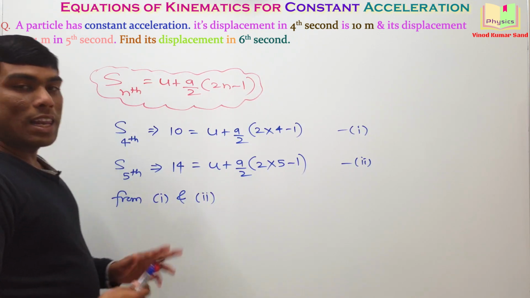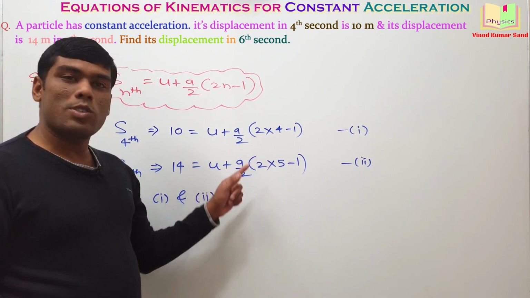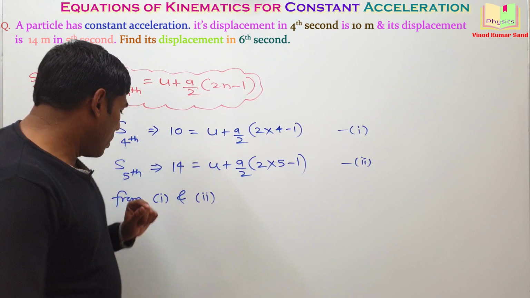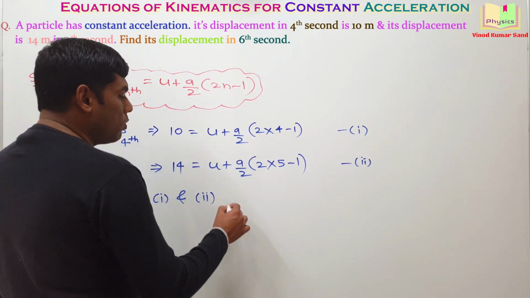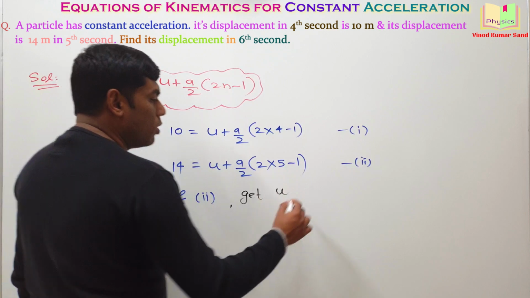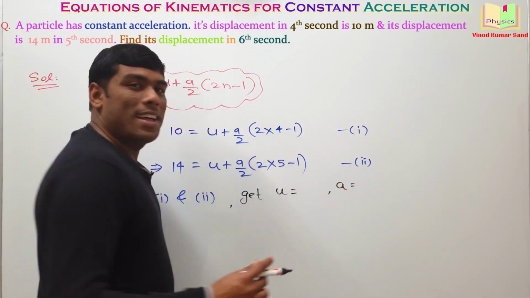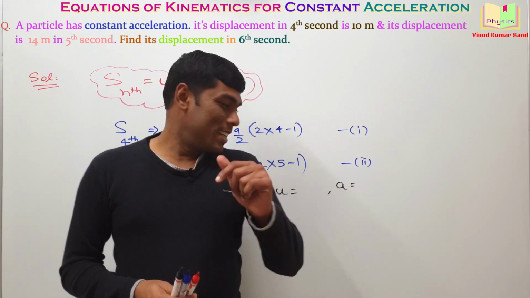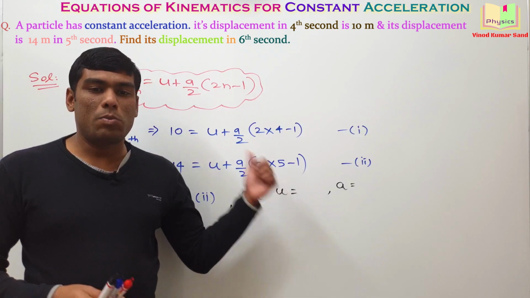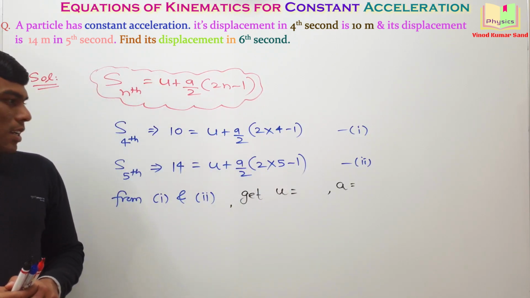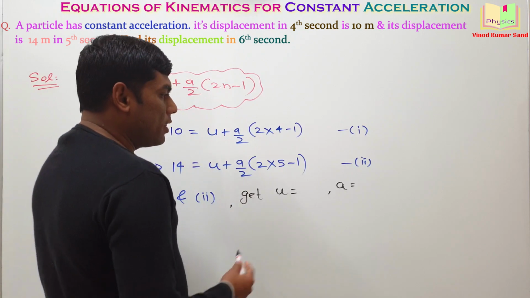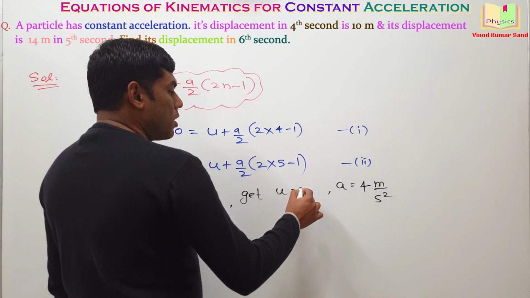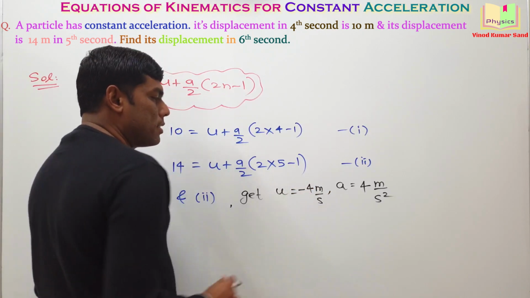Now, from equation 1 and 2, you will get the value of two unknown variables. We have two equations and two unknown variables. Here a is unknown as well as u is unknown. So on solving equation 1 and 2, we will get the value of u as well as the value of a. Can you tell me the values of u and a by solving these equations? Give it a try and post your answer in the comment box. On solving these equations, you'll get a is equal to 4 meter per second square and u is equal to minus 4 meter per second.